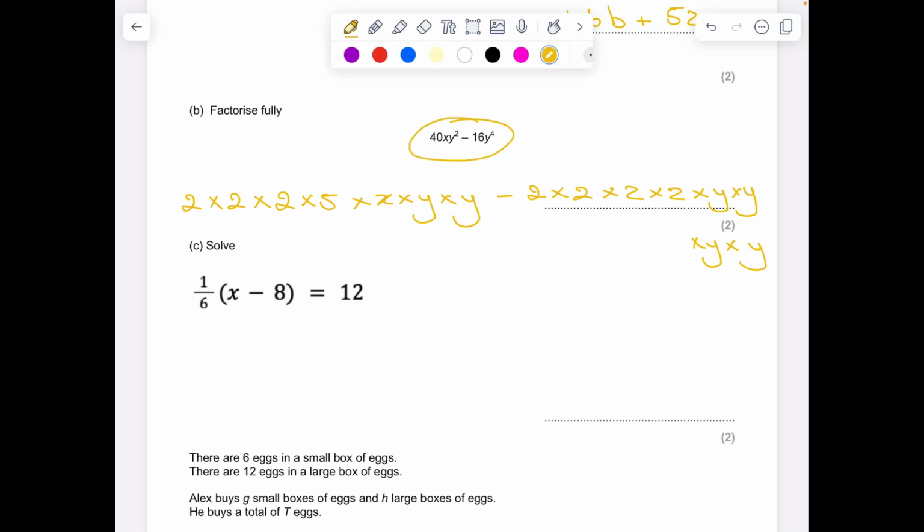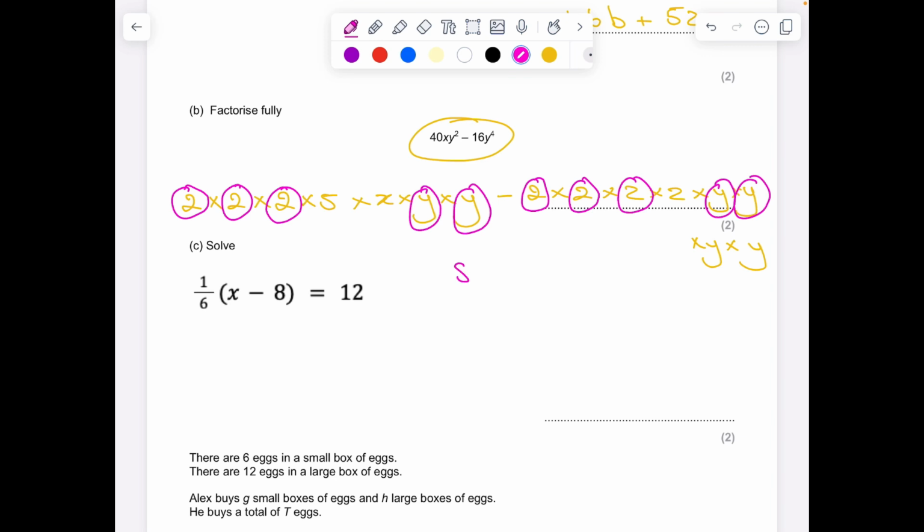I'm going to circle the ones that appear on both terms. So I've got a 2 here and a 2 on this term. A 2 here and a 2 on this term. Another 2 and another 2 here. What else do I have? I have a y and a y here, a y and another y here. So when I look at what appears on both, it's 2 times 2 times 2, which is 8, y times y. So 8y squared comes outside the brackets.